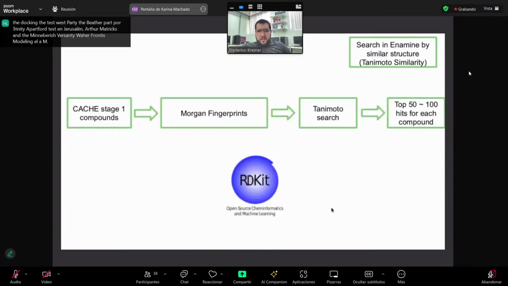In the next slide, we have then the similarity search. After the stage 1 compounds, we performed just a similarity search using RDKit based on the Morgan fingerprints. Then we used Tanimoto similarity to select from 50 to 100 most similar hits for each compound. And then we ranked them and passed them to the next step.